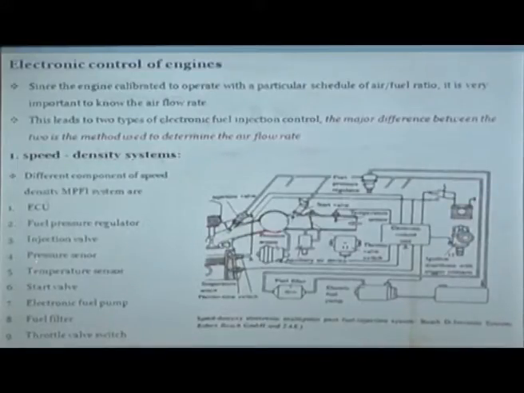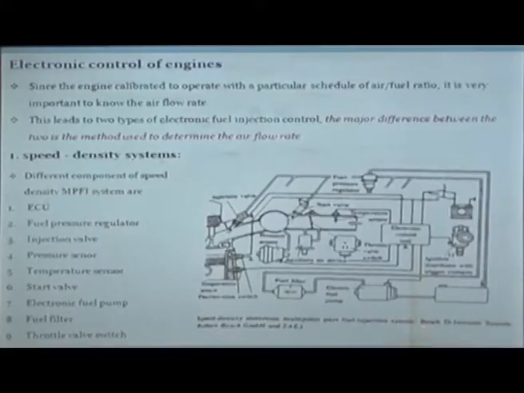So the different components of the speed density system: first of course is the ECU, then the fuel pressure regulator, then injection valves, then pressure sensors, then the temperature sensor, and the start valve, which is used only for say 20-30 seconds when you start the engine from cold, and after that it does not supply fuel anymore. Okay. And then you have the electronic fuel pump, fuel filter, and throttle valve. So these are some of the components, and I hope now you will understand how a speed density multi-point port fuel injection system works. This was developed by a company called Bosch.